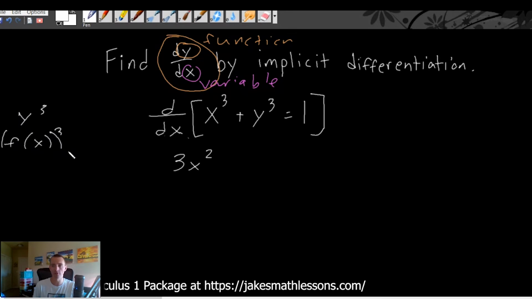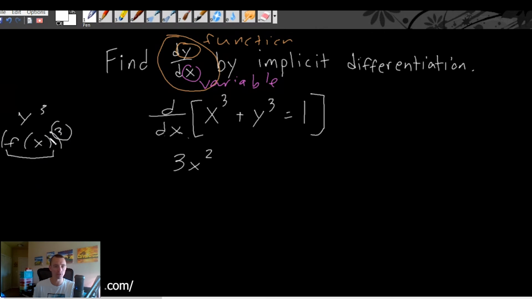So if you had some function of x all raised up to the third power, you would have to use chain rule, right? Where you would treat the f of x as your inside function, the cubed piece as your outside function, and you would apply the chain rule from there. So that's what we have to do here too. We have to treat y as some function, and that whole function is being cubed.